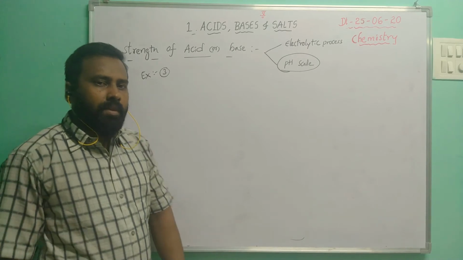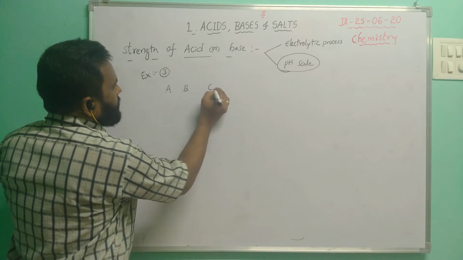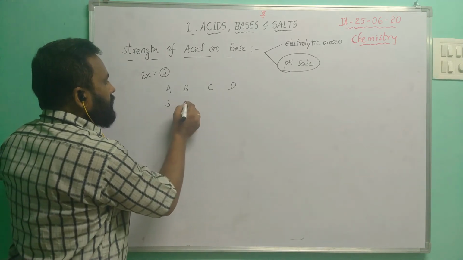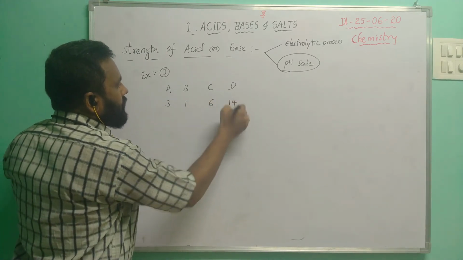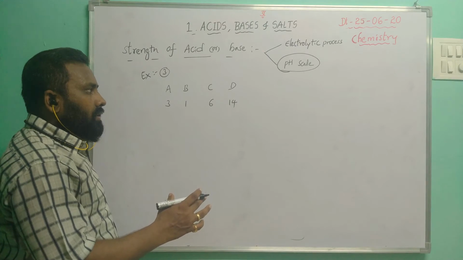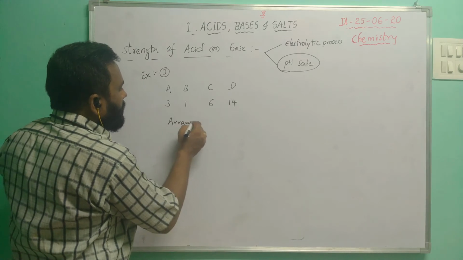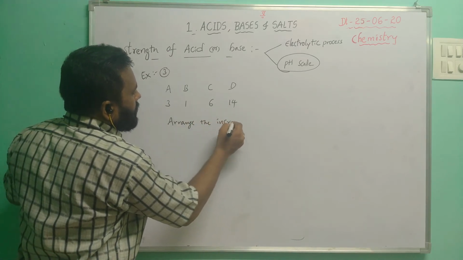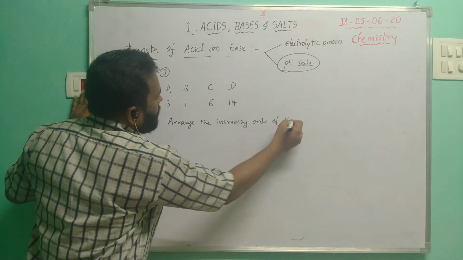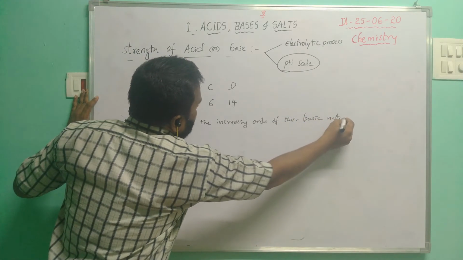In the next example, 4 samples are given: A, B, C and D. Their pH values are 3, 1, 6, 14 respectively. Then arrange them in increasing order of their basic nature.